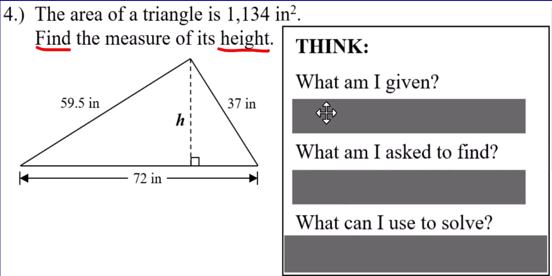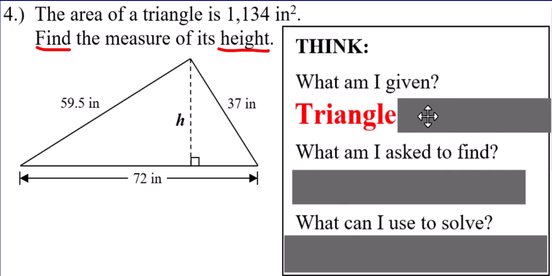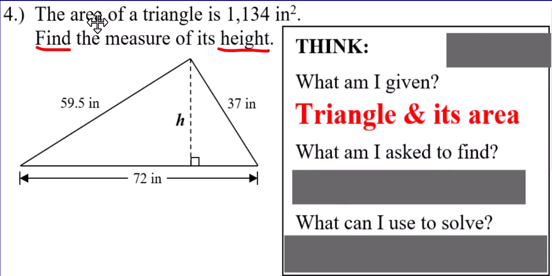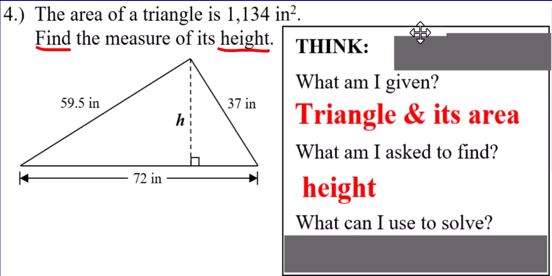Okay, what are we given? We're given a triangle and its area. We were given the area in the original word problem. Now, we're also given lots of other measurements, but we were given the area in the word problem. What are we asked to find? We are asked to find the measure of the height.